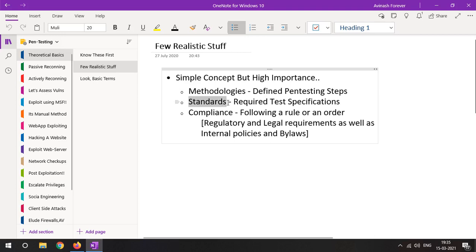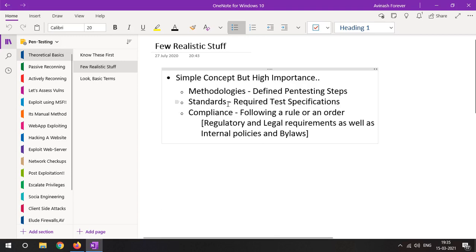Then we have standards. So what are standards? Well, standards basically define some required test specifications. They tell us what are the minimum requirements and basically the level of requirements of a test. In case of penetration testing, these standards will provide you a way of how to use your hacking process in a much more effective way and in a much safer way.